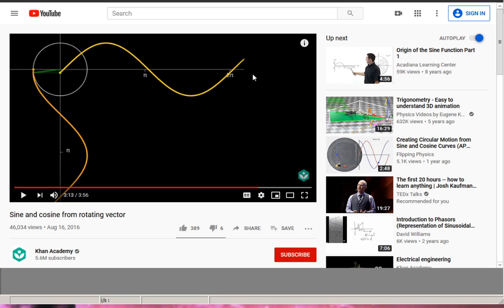Y equals sine of x. X equals 2 pi f. Frequency is denoted in cycles per second. 1 cycle per second is 1 hertz. So the more correct formula is y equals sine of 2 pi f.